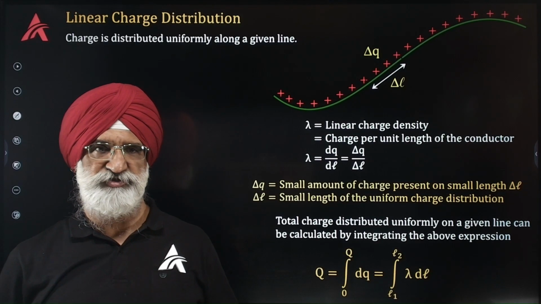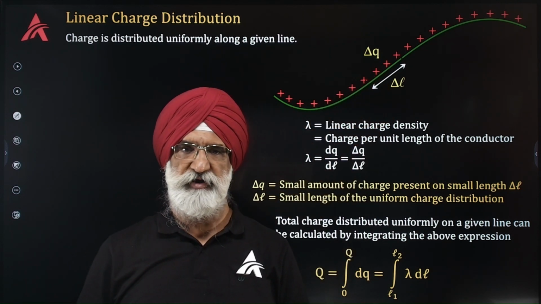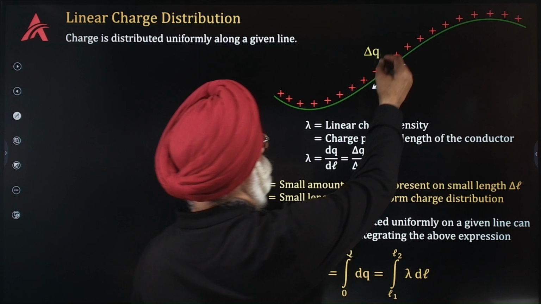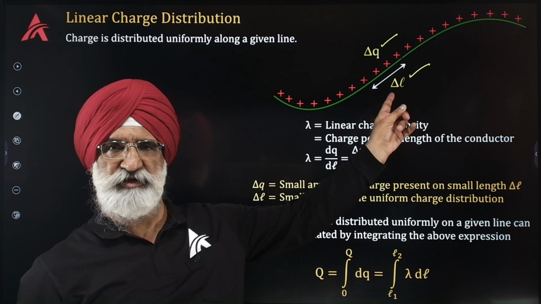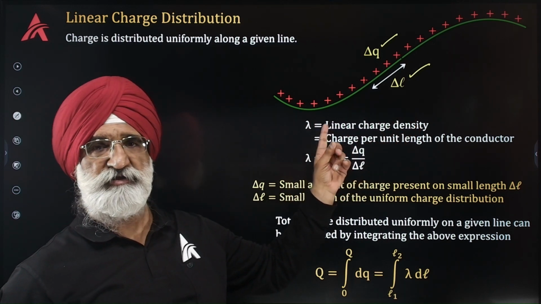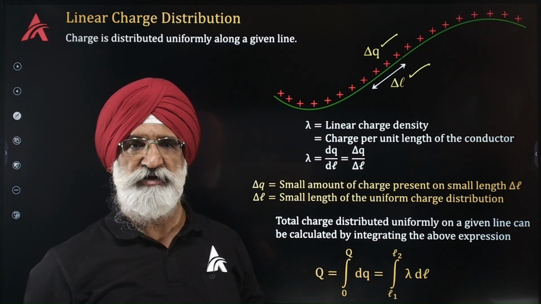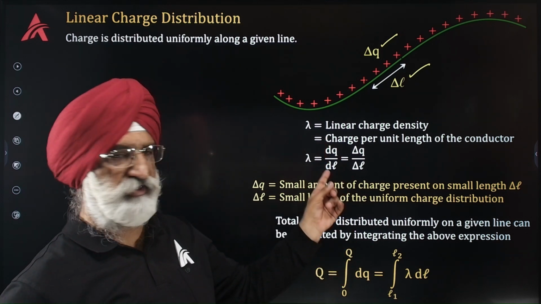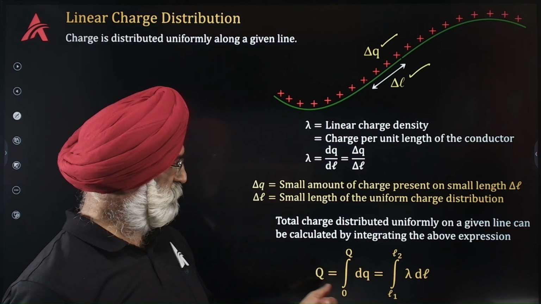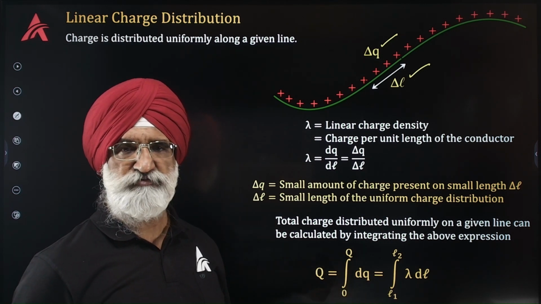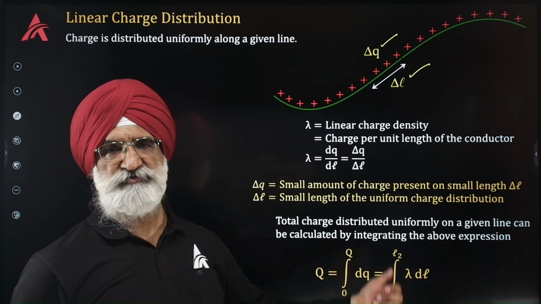Now, linear charge distribution. Charge is distributed uniformly on a given line. If delta Q is a small amount of charge which is distributed on a length delta L, then lambda, the linear charge density, is given by delta Q upon delta L, that is charge per unit length, or dq upon dl. If you want to find out the total charge, then it can be done by integrating dq from 0 to q, where dq is lambda into dl by cross multiplication. It is from L1 to L2.